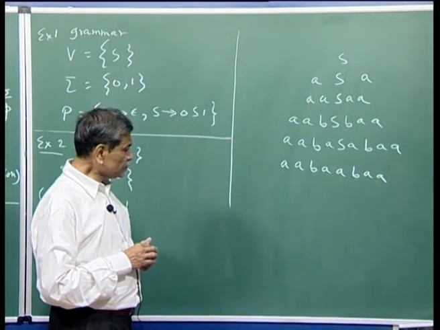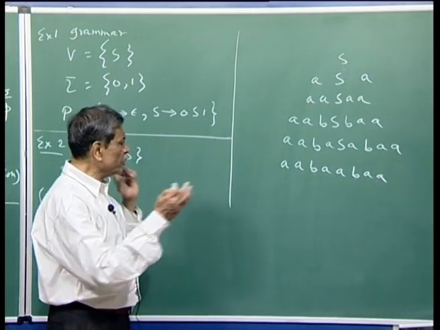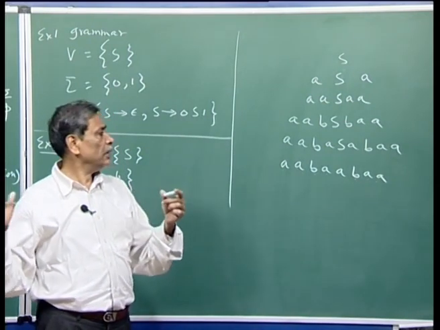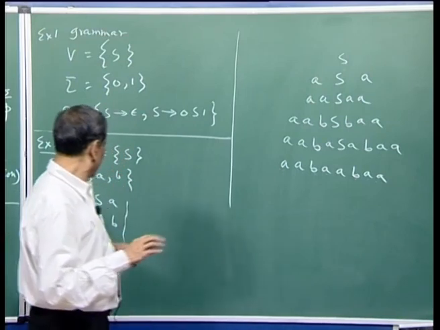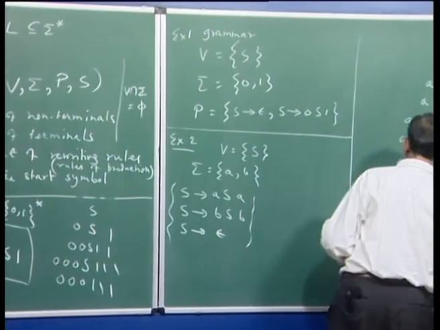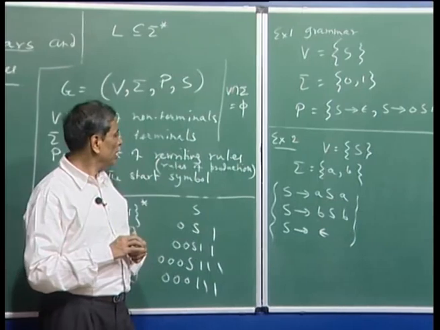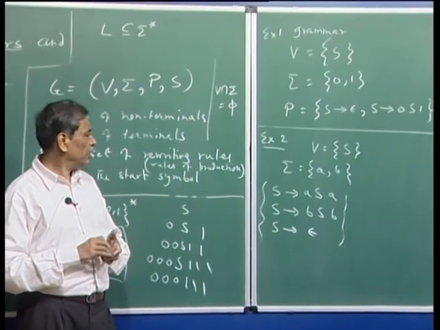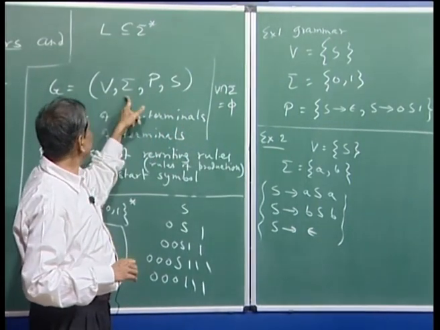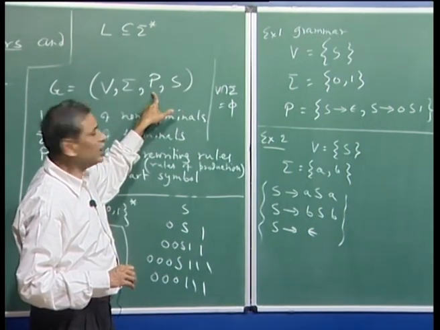And does it generate all palindromes? Not really. I mean, palindromes whose lengths are even. So, this is another example. Now, in both these cases, what is happening? We have this V, sigma, P, S, we start with S and keep rewriting using P.